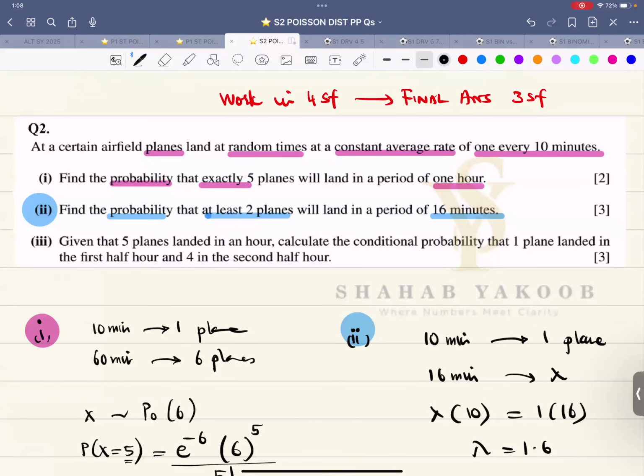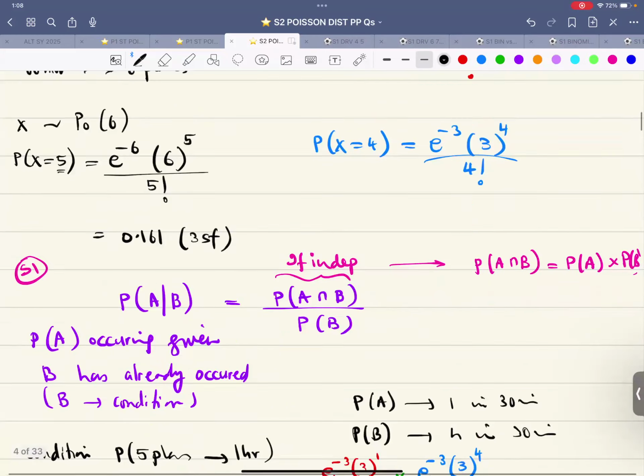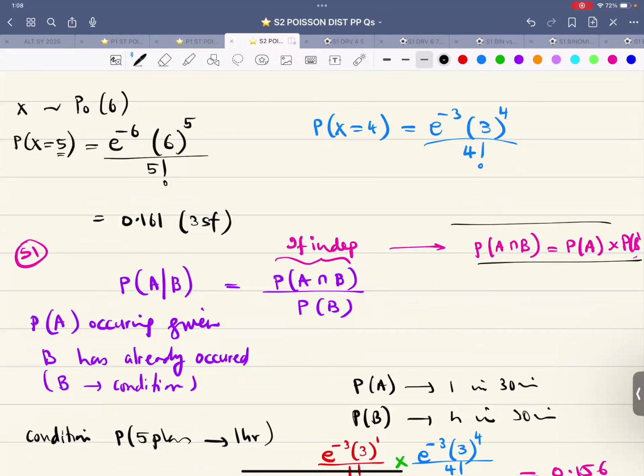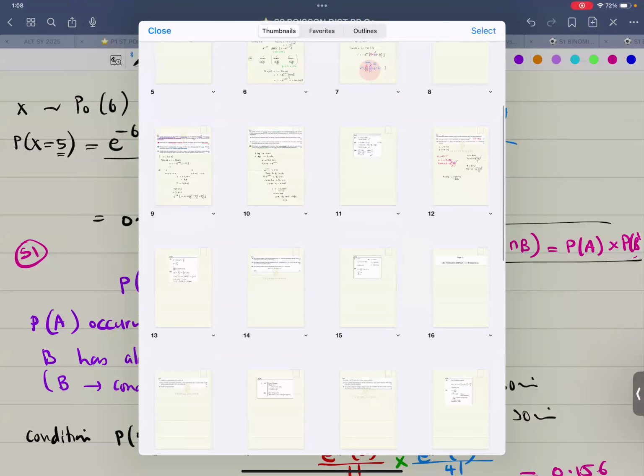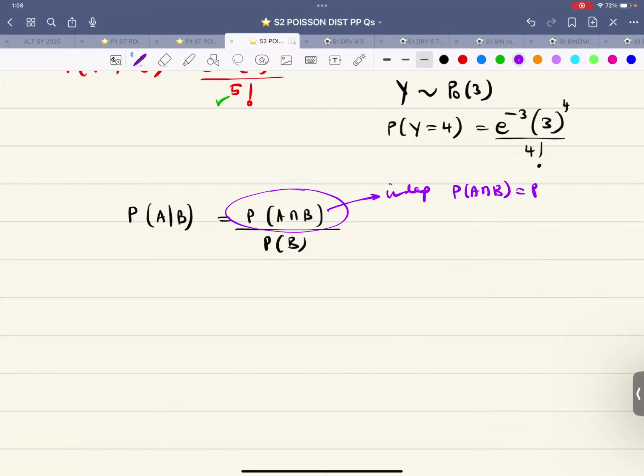That is, at a certain airfield, planes land at random time and a constant average rate of 1 every 10 minutes. And it's part of Poisson distribution that the number of occurrences are independent of one another. That is why we were able to multiply this out. So now, applying the same principle over here, since it's independent, for independence, probability of A intersection B is probability of A times probability of B.